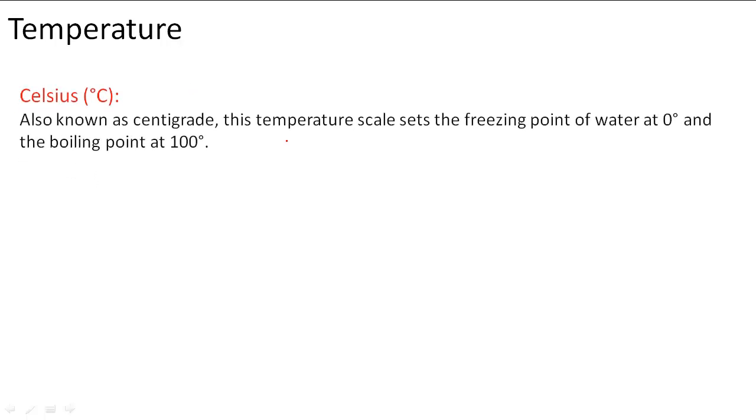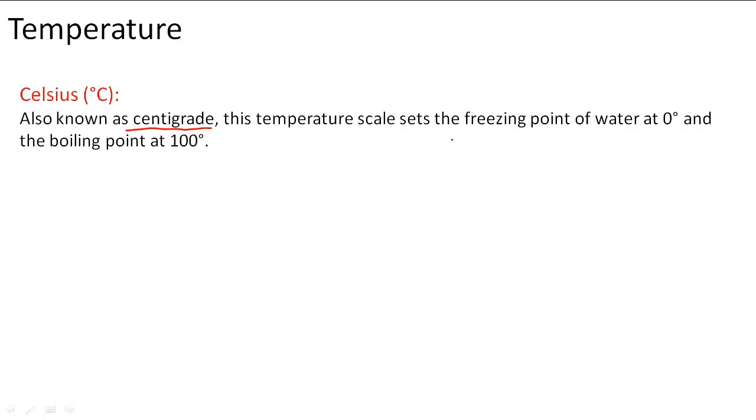Temperature. Temperature describes the hotness or coldness of something on a certain scale. So there are three temperature scales currently in use. The first one we're going to talk about is degrees Celsius, or Celsius. It's also known as centigrade.